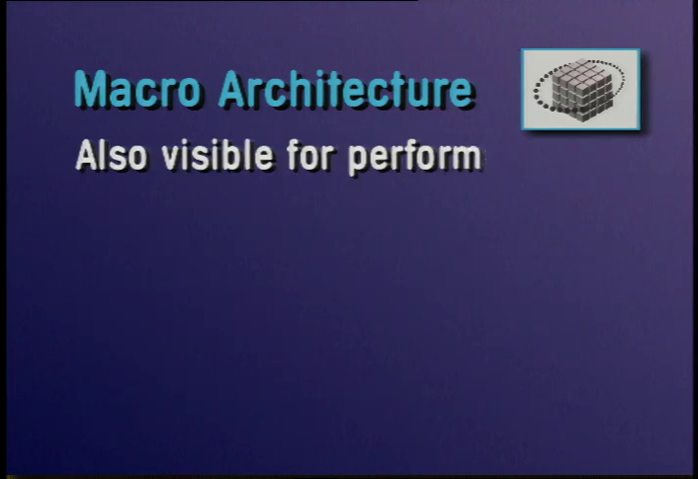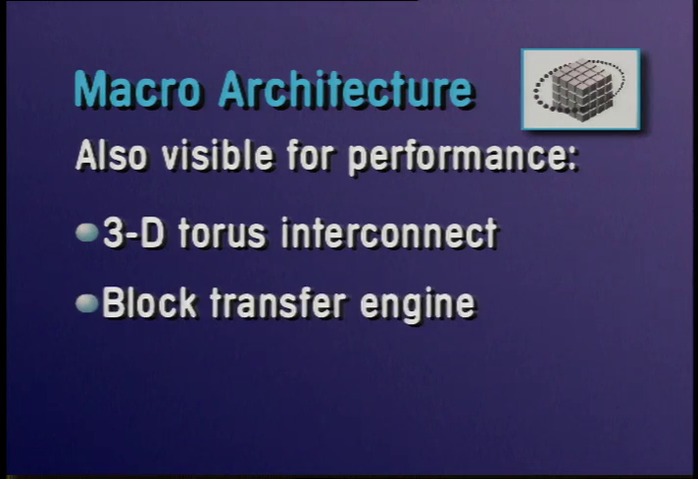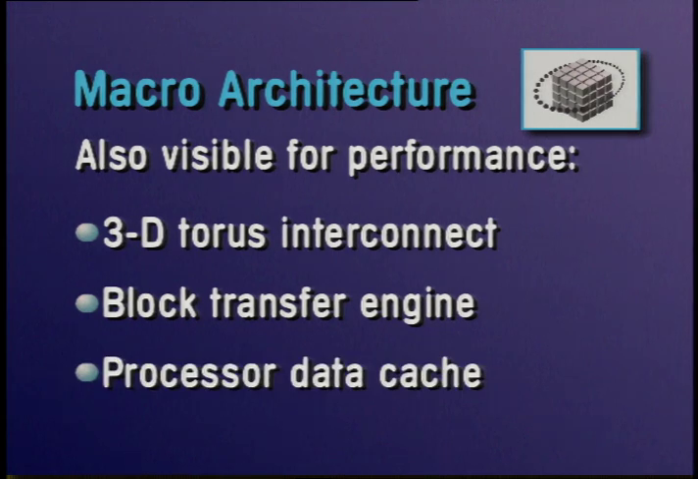Also visible to the programmer due to their effect on performance are the 3D torus interconnect network, where a programmer may wish to optimize communication patterns or data locality, the block transfer engine, which can help hide remote latency, and the local processor's cache memory, which a programmer may need to be aware of for best performance. Let's take a look at how the PE microarchitecture implements the macroarchitecture in T3D.